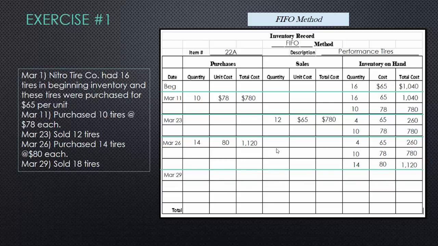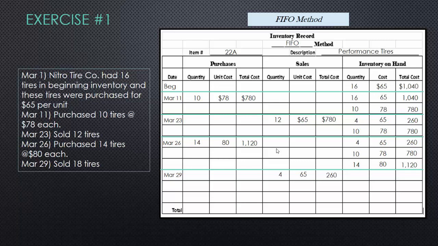Our last transaction of the month is on March 29th. We're going to sell 18 tires. Well, we're going to assume that our oldest inventory is being sold first, and our oldest inventory are those 4 tires from beginning inventory with a unit cost of $65 a piece for a total cost of $260.